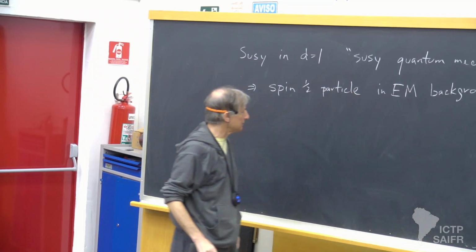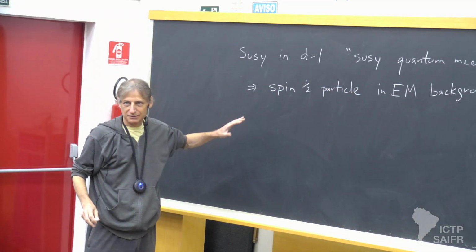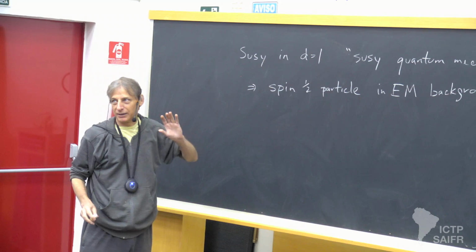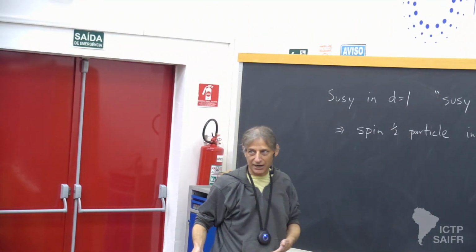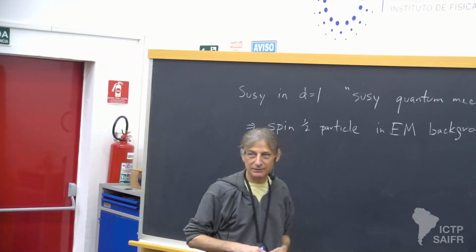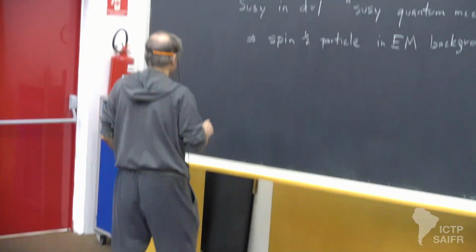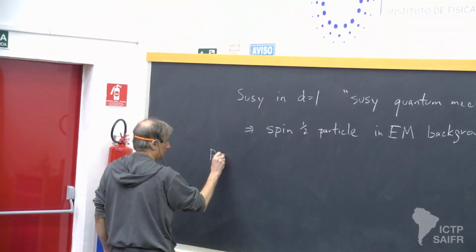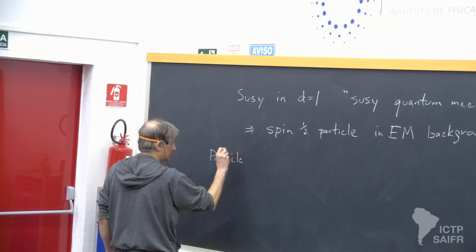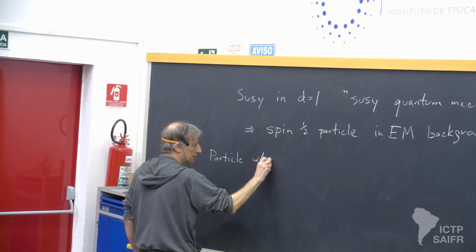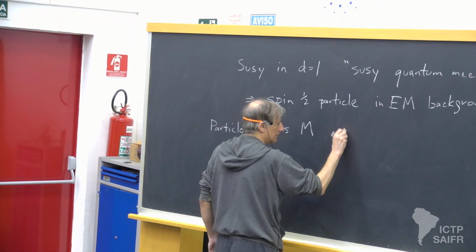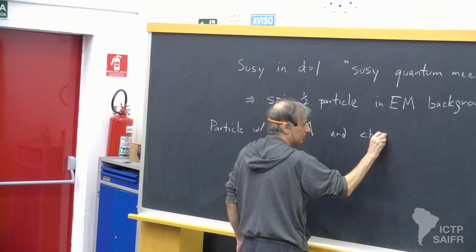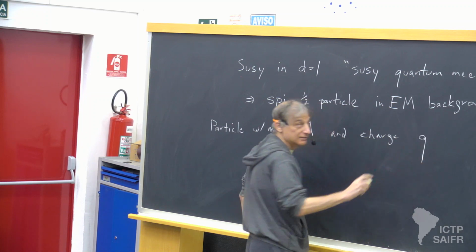So to start, I'm going to describe what is called a relativistic particle in electromagnetic background, which means spin 0. So it has charge, but it doesn't have spin. Okay? So suppose we have a particle with mass m and charge q. Okay.